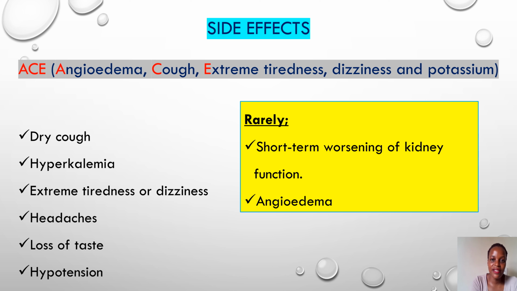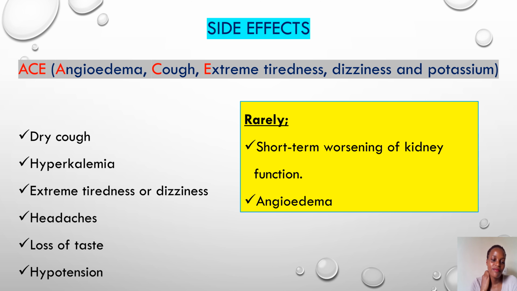What are the major side effects of the ACE inhibitors or the prils? I'll summarize the major ones that you need to take caution of when taking this, and I'll use the name ACE. A will stand for angioedema. The C will stand for cough. The E will stand for extreme tiredness, dizziness, and potassium. So that will mean that the potassium will be highly increased.